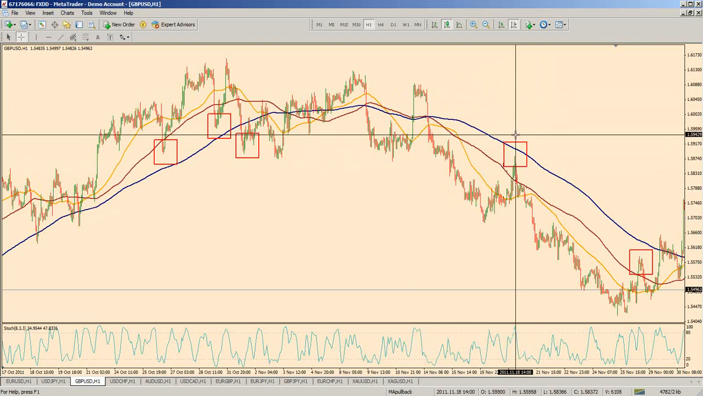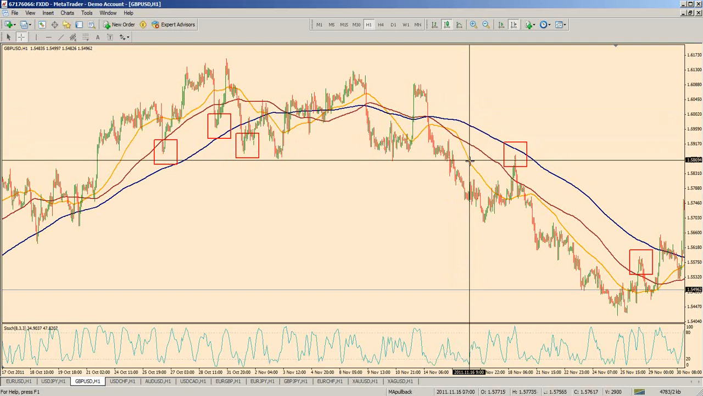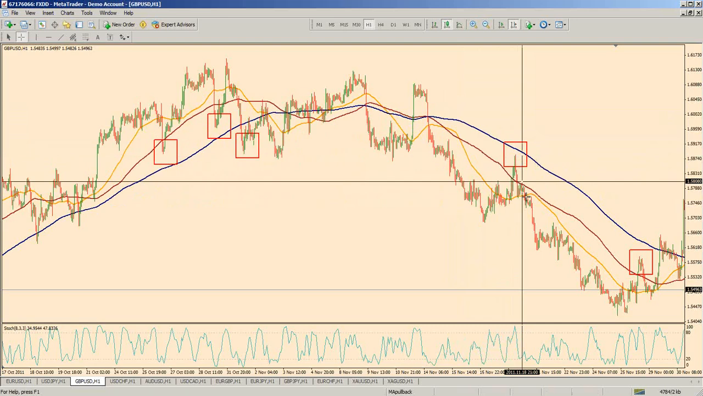Okay, so now we move down. We got nothing here. It crosses back into correct order moving averages here. Okay, there's a pullback here. I didn't take it. Pullback up here. Okay, and I take this one. Okay, this is a very nice one, a really, really good one. Okay, and then it goes down. I make my risk reward there.